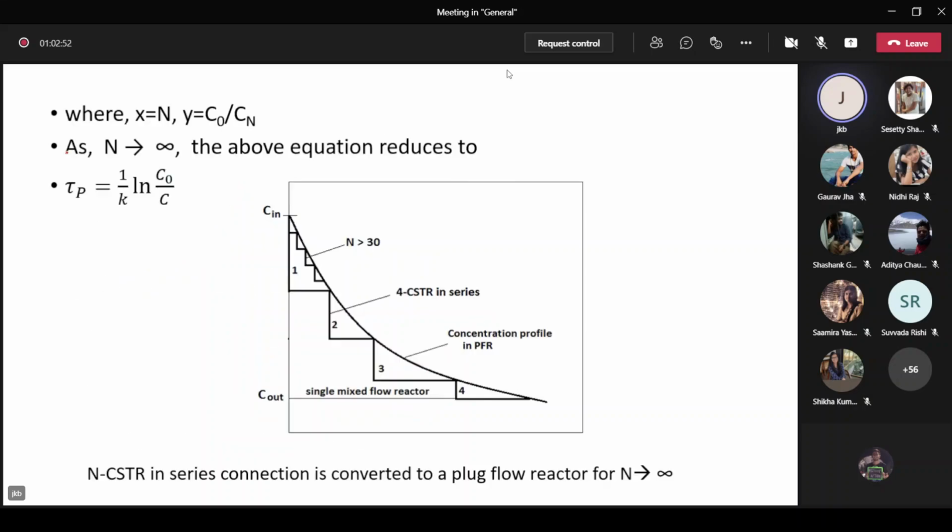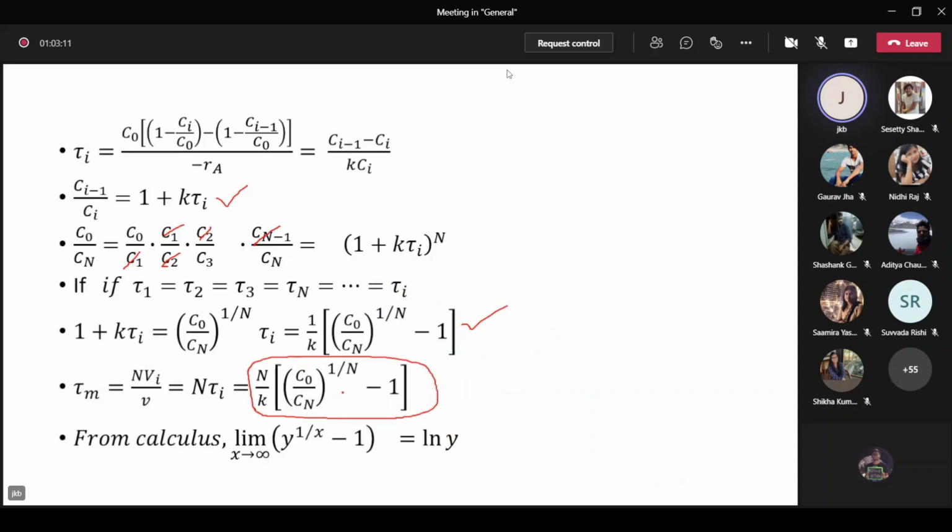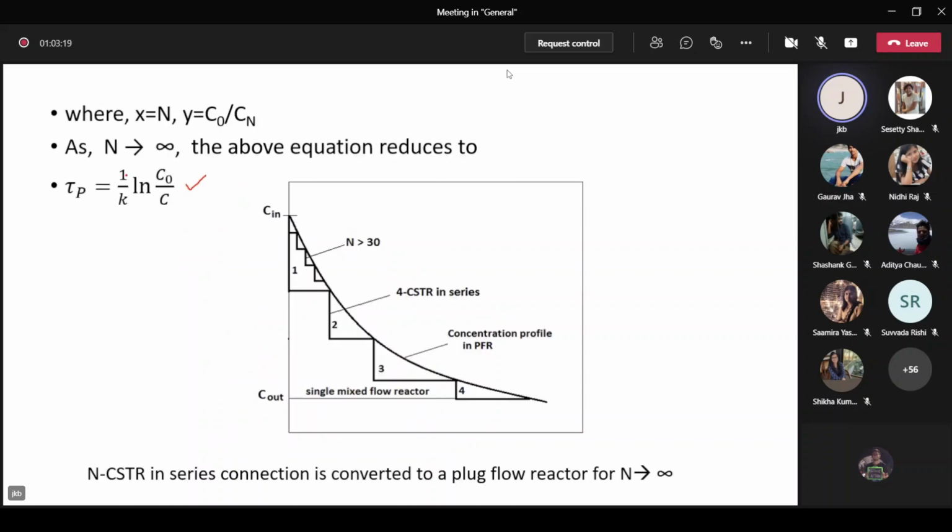So tau p, we already have tau p equal to 1 by k ln C0 by C, the plug flow reactor expression. But here also we are finding this tends to ln y, that is ln C0 by Cn. So it is becoming 1 by k ln C0 by C.